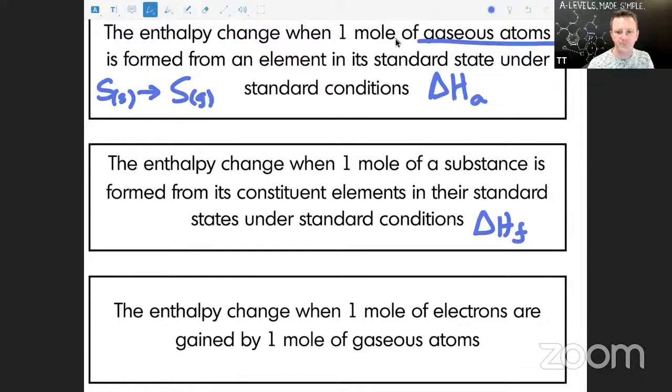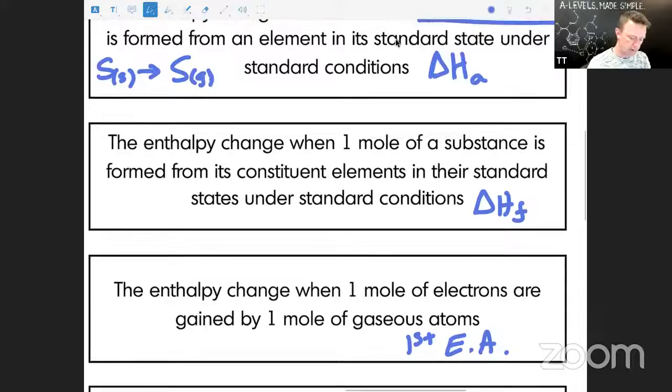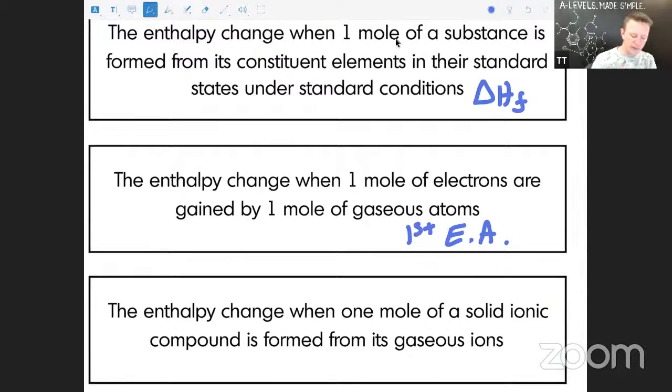What are we thinking? Electron affinity? Absolutely it is. Specifically the first electron affinity. These are all enthalpy changes, let's not forget. So it's the first electron affinity because we're getting 1 mole of atoms and they're gaining their first electron. Enthalpy change, 1 mole of a solid ionic compound is formed from its gaseous ions. What's that one? Just while you're working that out, an example of first electron affinity would be O gas plus an electron gives you O minus gas.